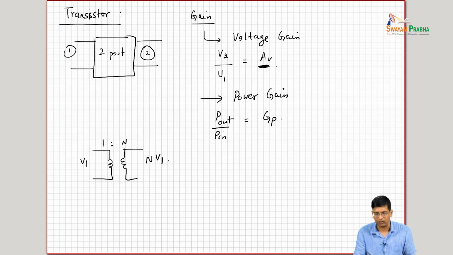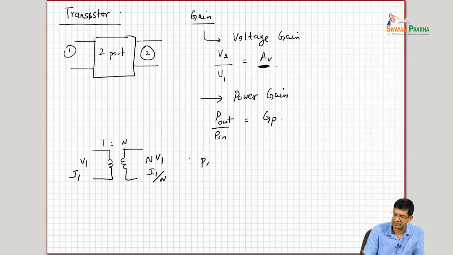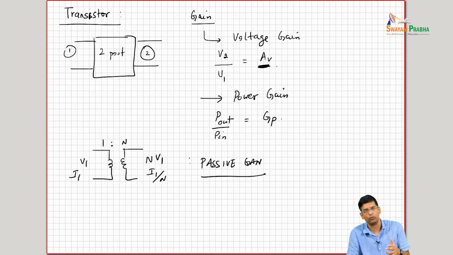But what also happens is that this is I1 and this is I1 divided by N. So if you look at the product of V and I, it stays the same, so there is no power gain. In circuits and in papers, sometimes people will talk about passive gain, and by passive gain, what they mean is voltage gain. You can get voltage gain using passive networks.